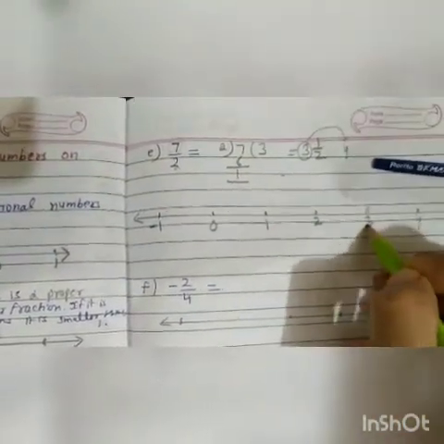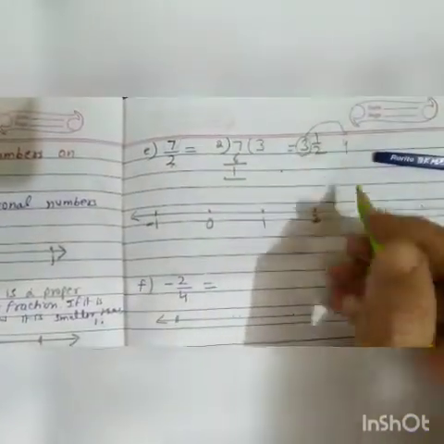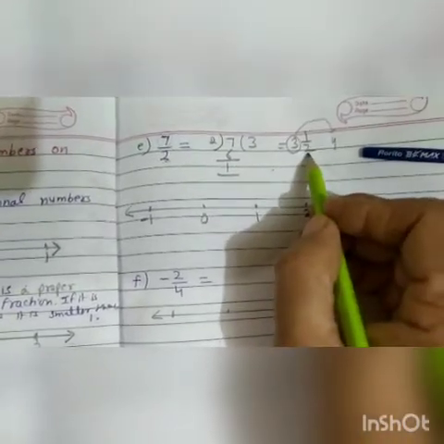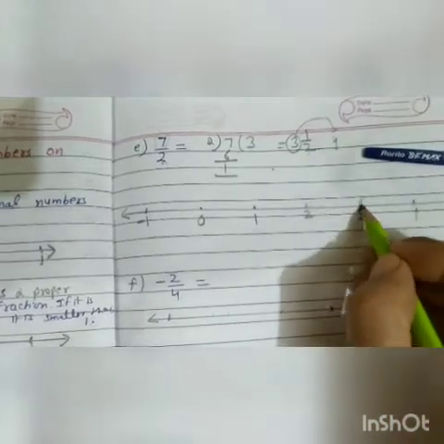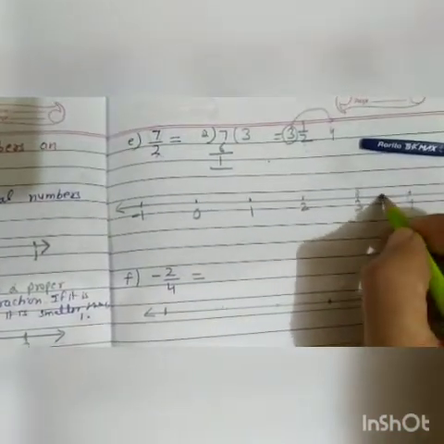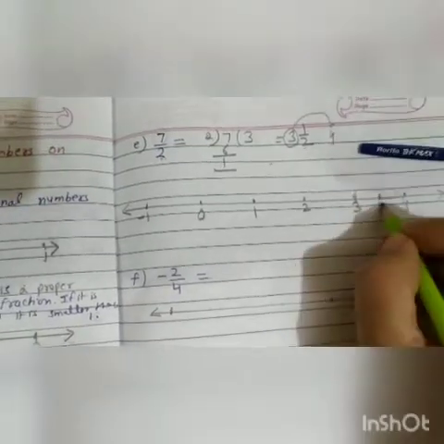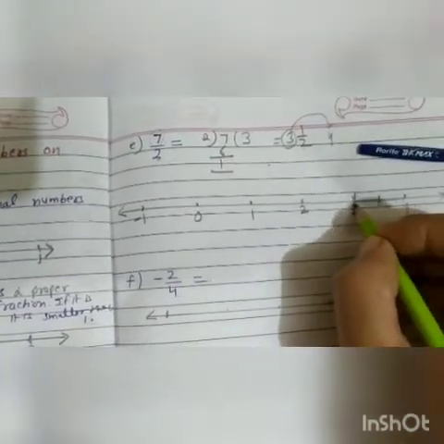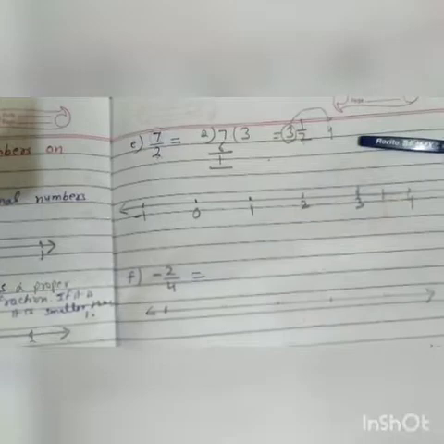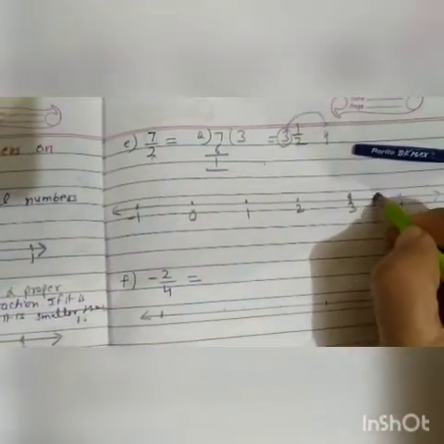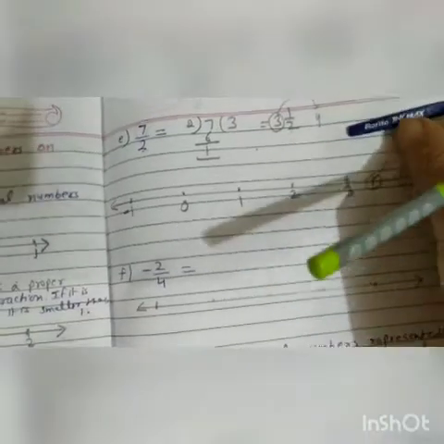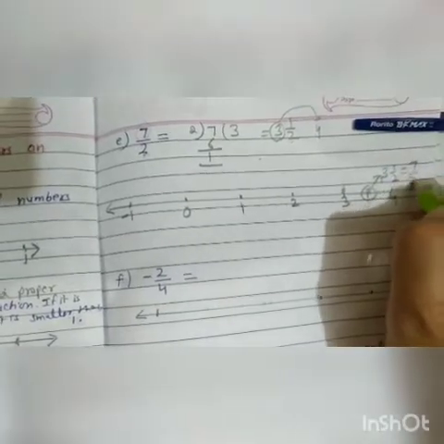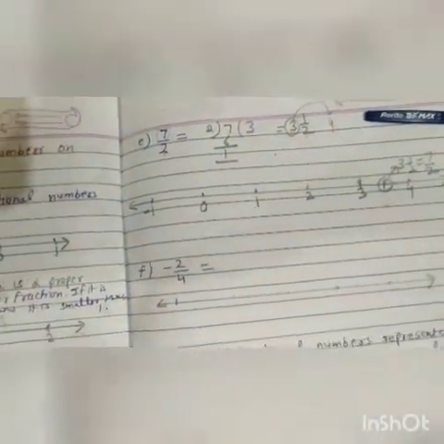3 will be shown there because it is already a whole number. So this number will be represented between 3 and 4. Now what is the denominator? The denominator is 2. So we will divide this distance between 3 and 4 into 2 divisions, means half. This is half. So this part, this is 3, this is 1 upon 2. This number will represent 3 and 1 upon 2, or we can say 7 upon 2. Clear?